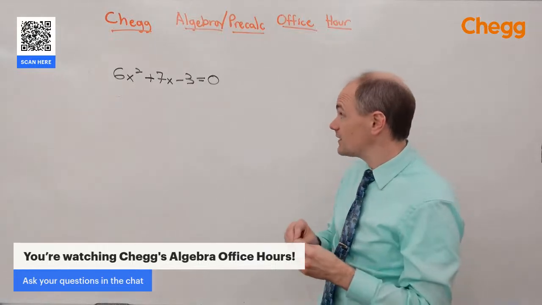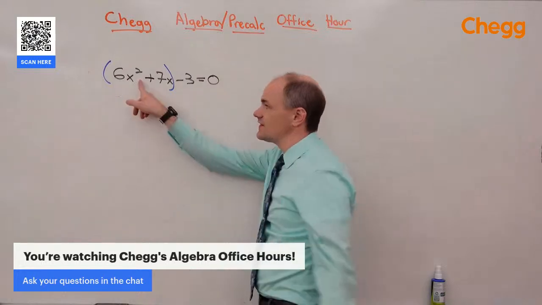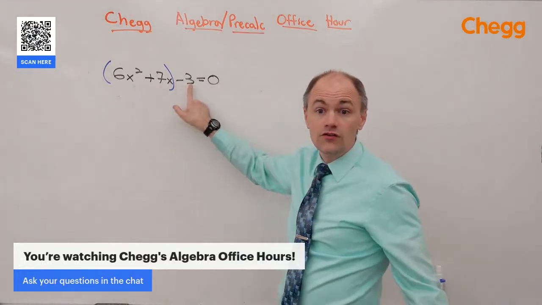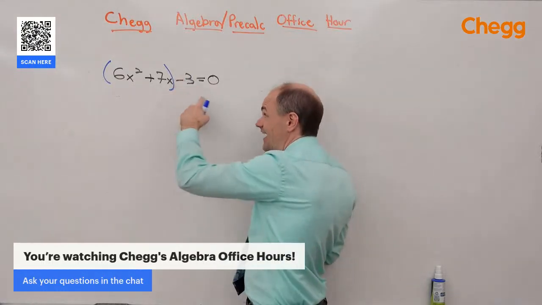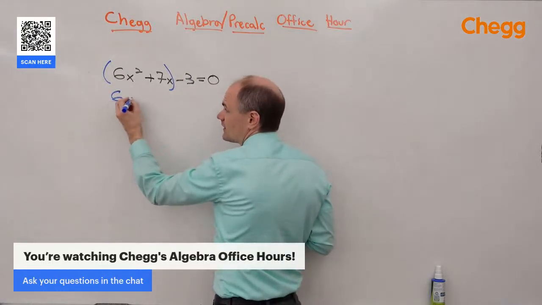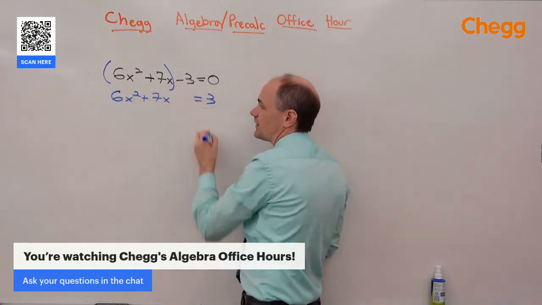If we're going to solve it by completing the square, the first thing we need to do is isolate the stuff with x from the stuff without x. So what we're going to do is we're going to add that 3 to the other side, giving us 6x squared plus 7x equals 3.